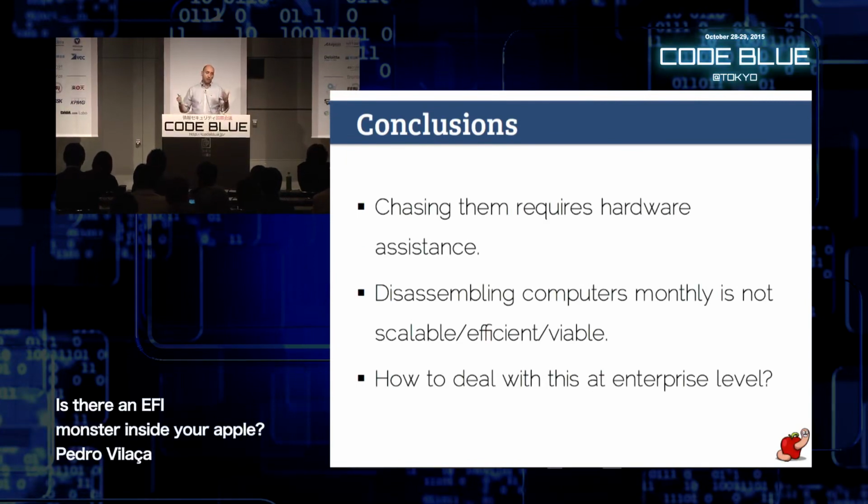Chasing these types of rootkits requires hardware. So you need, in most cases, to disassemble computers. And for example, in a large enterprise, I don't see a big Japanese enterprise with a big building, everyone going there to open the computer once a month or twice a month or whatever, disassemble everything to dump manually. This is not feasible. This is not scalable. So this brings a big problem at enterprise level. I don't know what the solution is. Hardware vendors need to start thinking about this, because this is important.